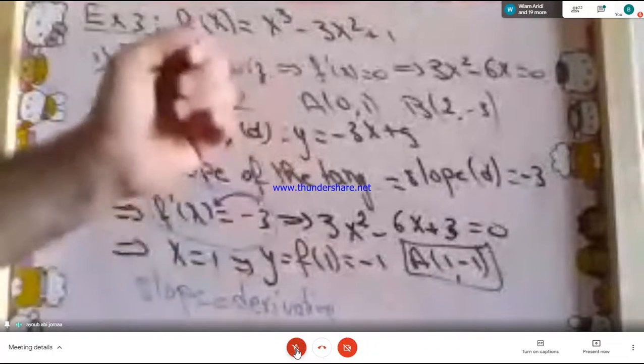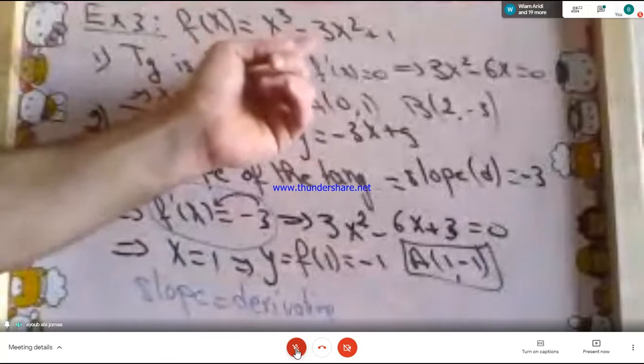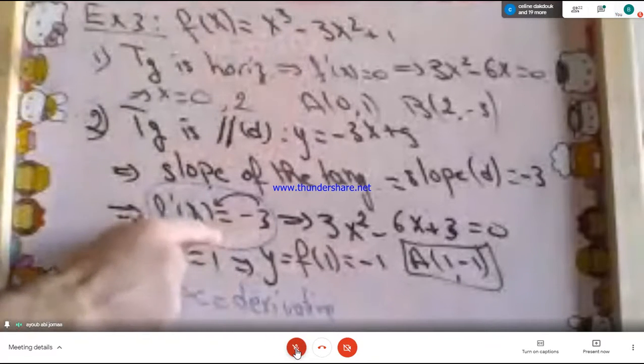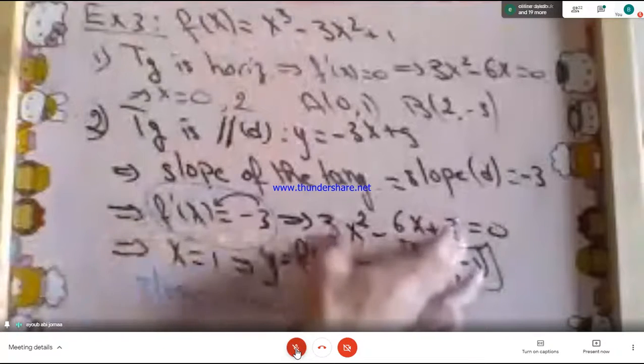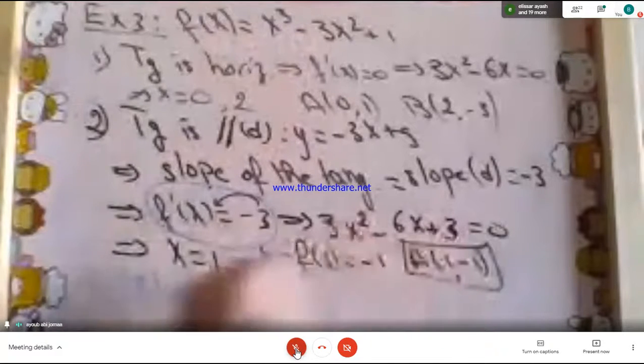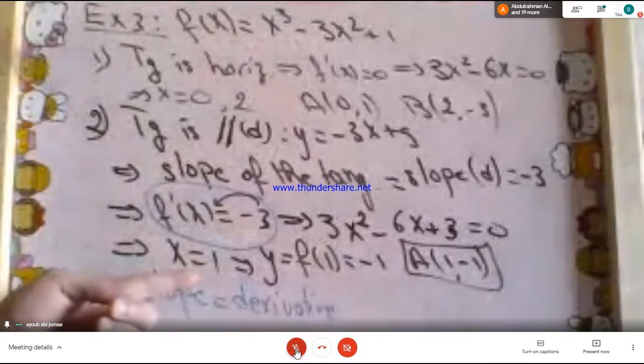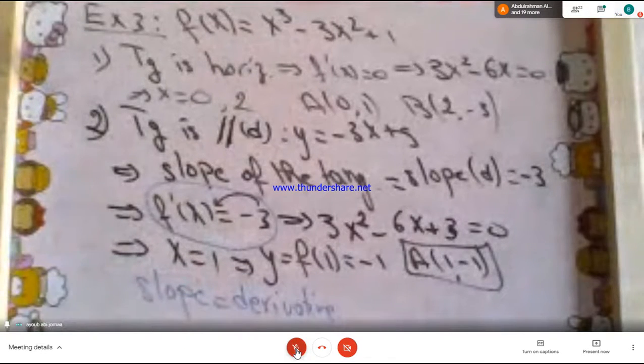F prime of x is 3x squared minus 6x, equal to negative 3. Move negative 3 to the left side, you get plus 3. This equation is quadratic; solve it and you get 1 root, x equal 1.